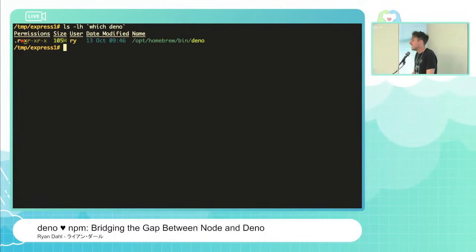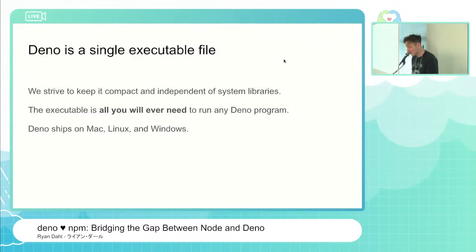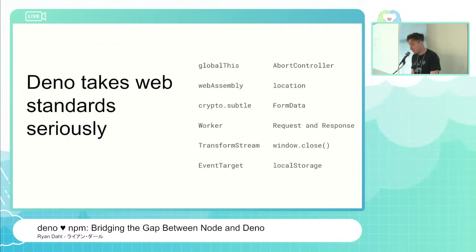this thing contains the entire tool chain for what you need for JavaScript development. All sorts of things, including code formatting and doc generation and integrating with VS Code via language server protocol. And we have the philosophy that this executable is all you ever need to run any Deno program. And Deno ships on Mac and Linux and Windows, and supports those platforms very well.